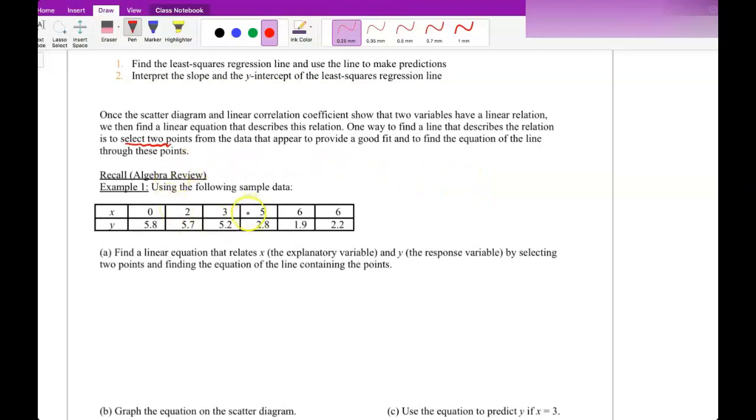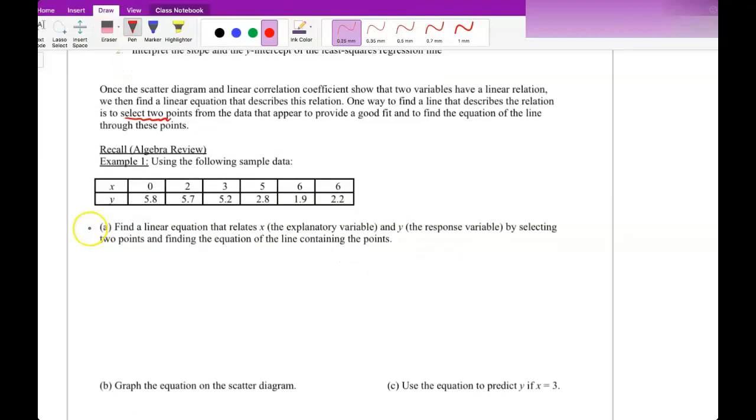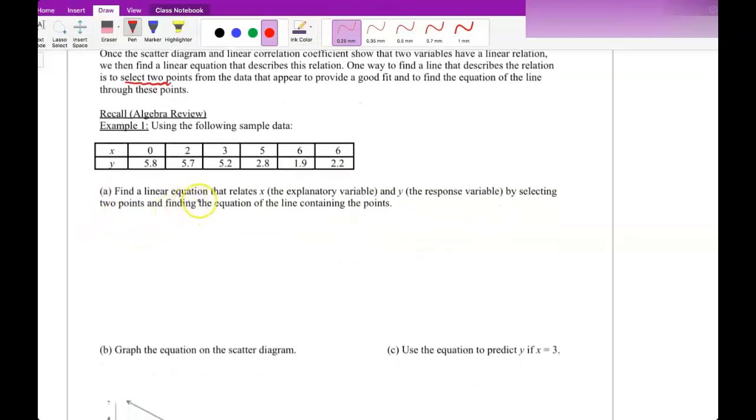We're going to use algebra for this part, using point-slope form and slope-intercept form. Example number 1, using the following sample data. The first row we have x, the explanatory variable, and y as the response. Part A, find a linear equation that relates x, the explanatory variable, and y, the response variable, by selecting 2 points. So we're going to select 2 points and find the equation based on those 2 points.